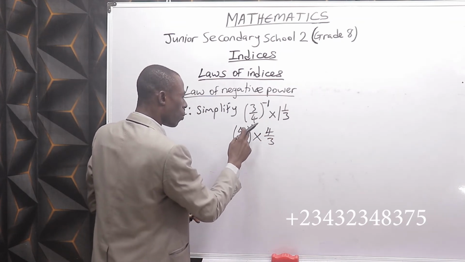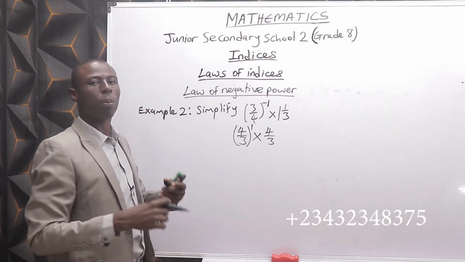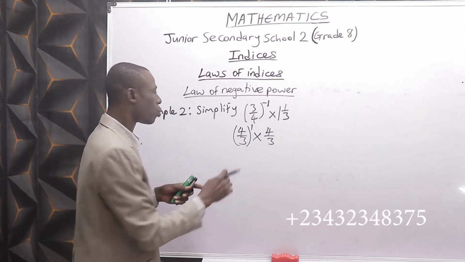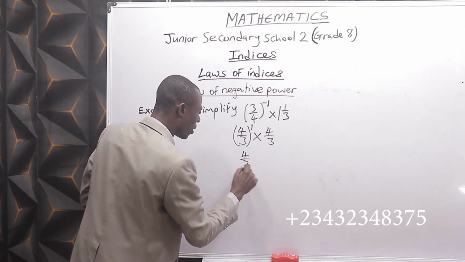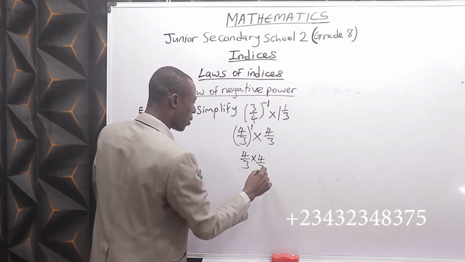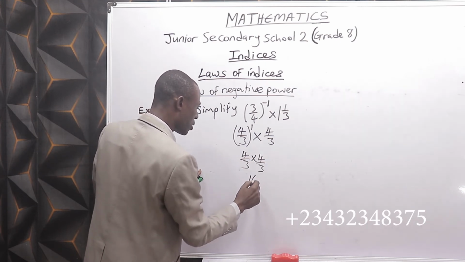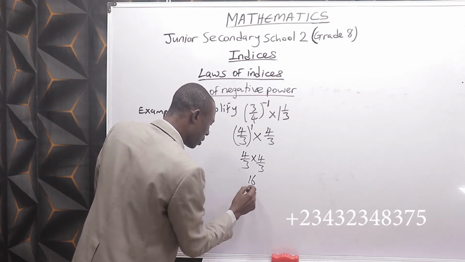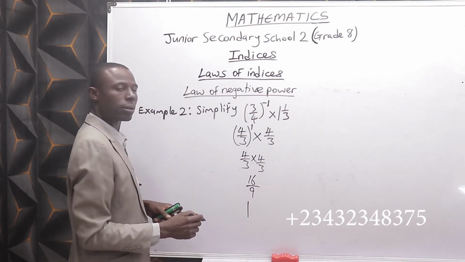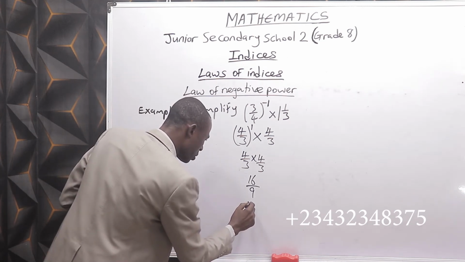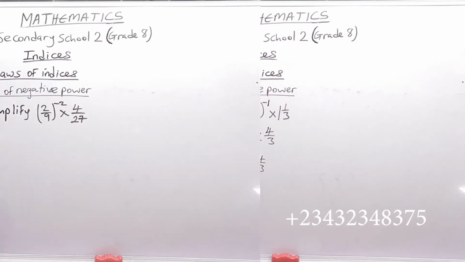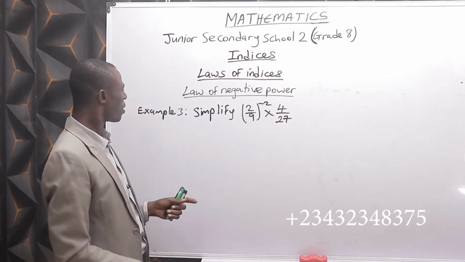So, when a number is raised to power 1, that means it's as good as not putting the power 1 there. So I can rewrite this as 4 over 3 without the power 1 on top, times 4 over 3. 4 times 4 is 16. 3 times 3, that is 9. 9 and 16 is 1. What remains? 7 over 9. And that is that.